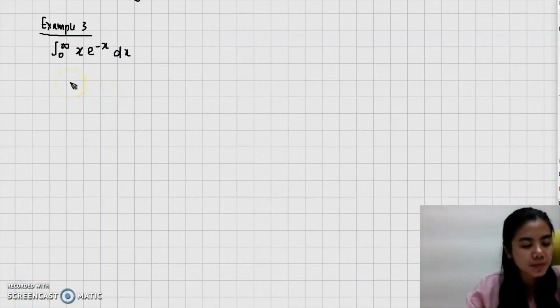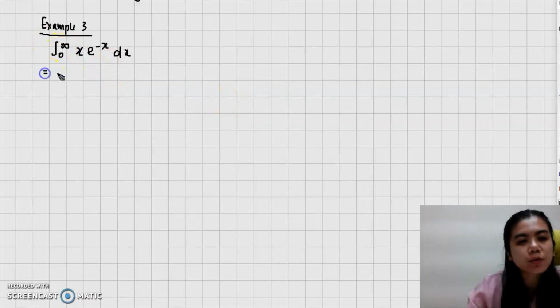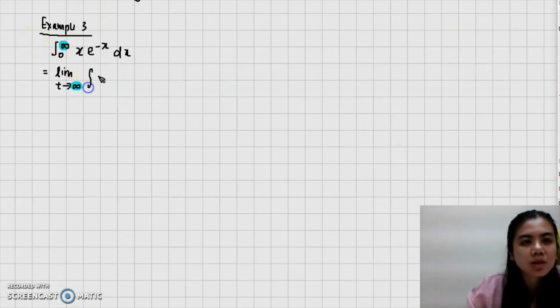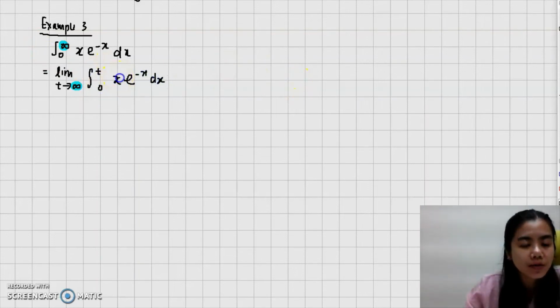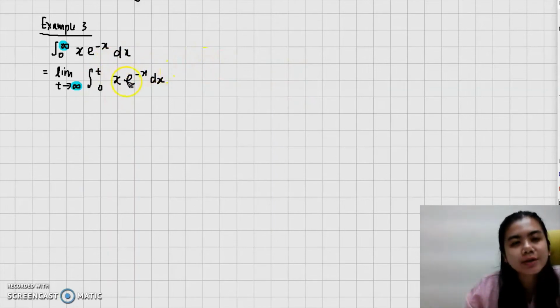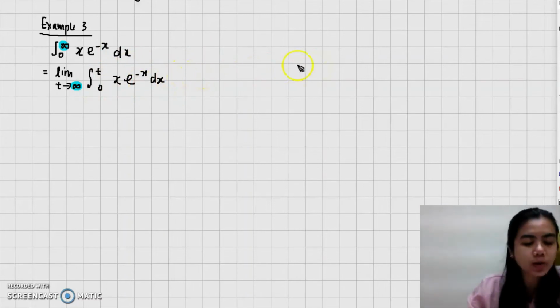Okay, let's look at the example 3. Same thing, you can see that we have an infinity here. So what you have to do is try to write a limit in front of it, approaching this infinity. Change that infinity to t. So we have the integral of x e minus x dx. The next thing is we try to integrate, but in here we have two parts, so we're back to our basic of integration.